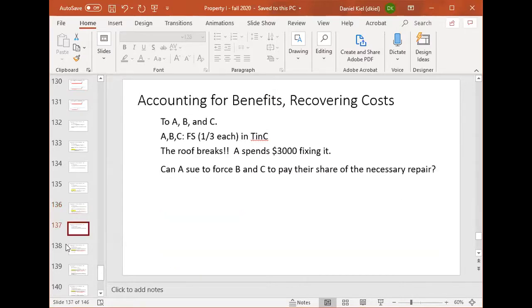Now we're going to have a repair. A, B, and C are fee simple holders, one-third each, tenants in common. The roof breaks and A spends $3,000 fixing it. Can A sue to force B and C to pay $1,000 each for this necessary repair? Let's see. A is yes, A should be able to get reimbursed. B is no, should not be.